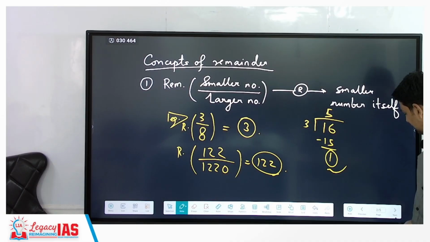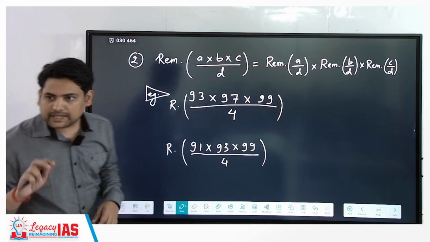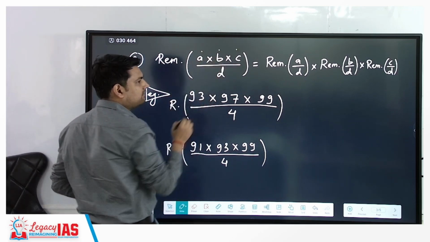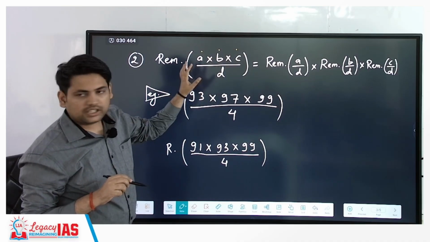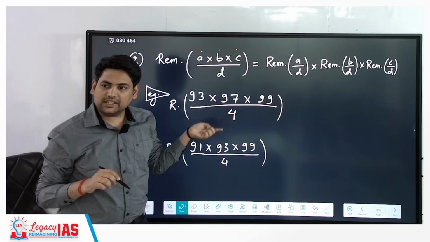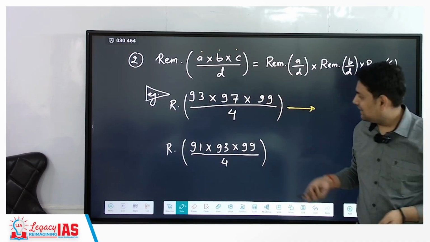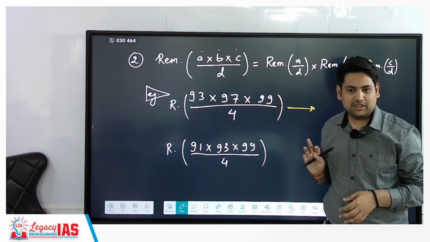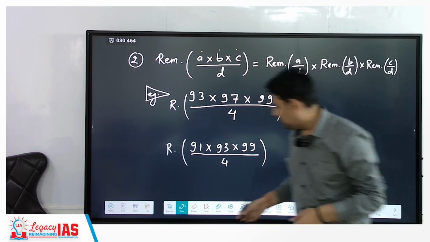Just 2 more concepts are applied together in that question. Second, the remainder can be distributed. Like if there are A, B, C, 3 numbers in multiplication divided by some number, and we need to find the remainder. Look here, 93 into 97 into 99 divided by 4. Now one method, which is not the real method, is to multiply all of these 3 and get some big number, then divide it by 4 using some properties, and then you get the answer. Of course we won't be doing this. This you can do only with a calculator.